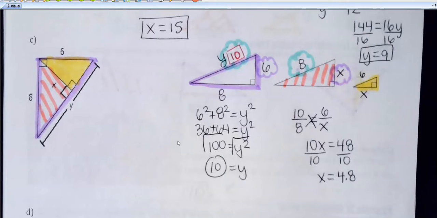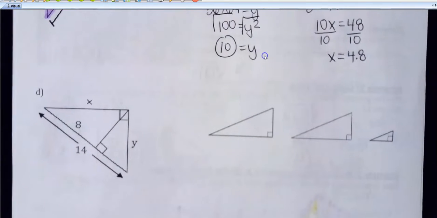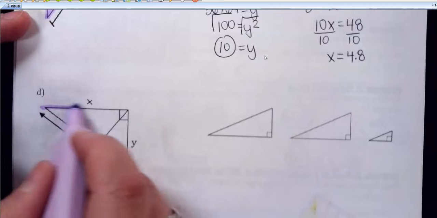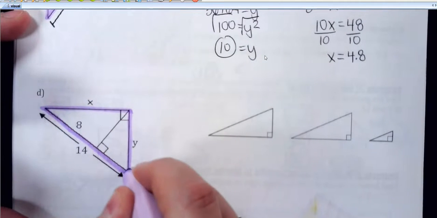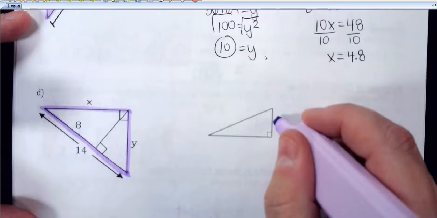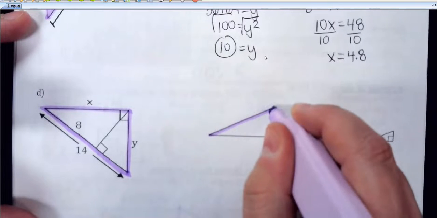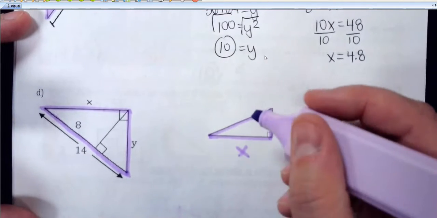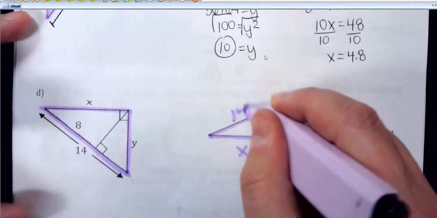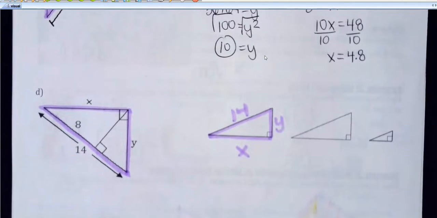Anybody have a question? Okay, I have one more. Like I was telling you, each one of these is just a little bit different. Okay, so overall, big triangle here. Short leg is going to be y. Long leg is going to be x, and the hypotenuse all the way across there is labeling it for you as being 14.